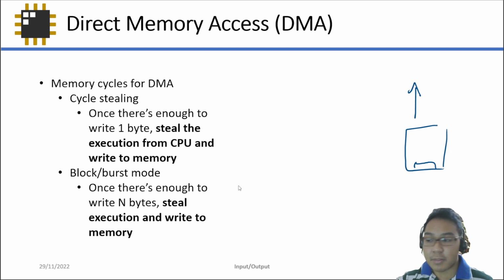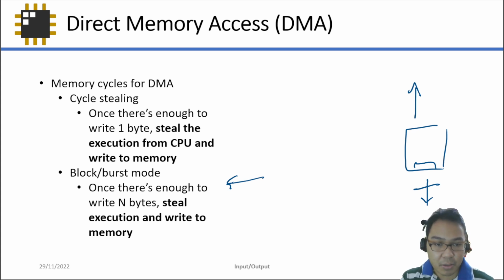So we have another system to do that. That is the block or burst mode. The DMA only steals the bus once there's enough to write n bytes. And actually, sometimes it can even take more than one cycle to write this. But what is ideal also depends on the bus interface of the secondary storage, the SD card or the HDD.